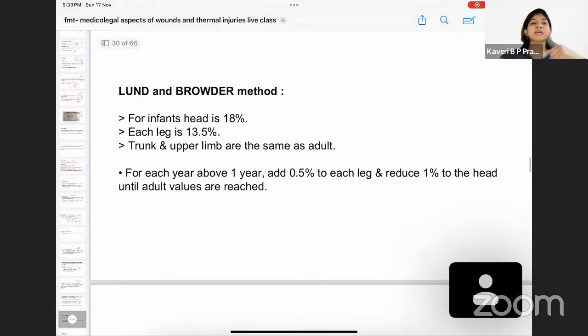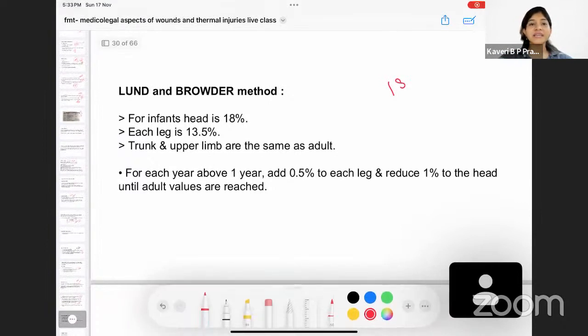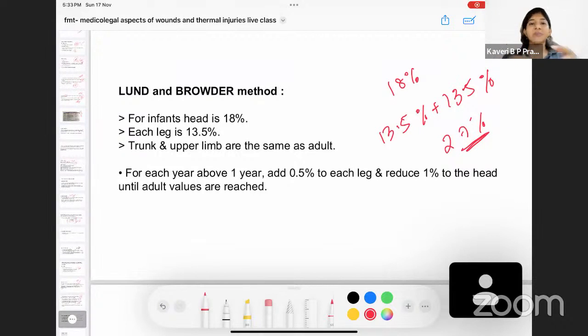Now, there is a classification called the London Browder classification. Here, this is going to be applied for infants. In infants, whenever the head is involved, we are going to take it as 18%, and each leg is counted as 13.5%. So together, it is going to be 27%. Trunk and the upper limb are going to be the same as adult. I'll be explaining that in a later question.